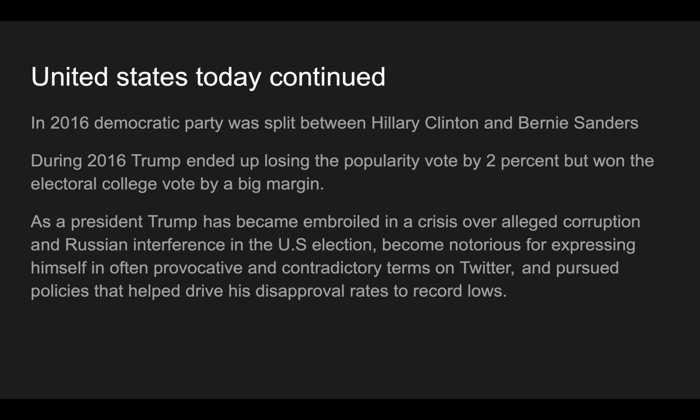I'm sorry for that. But ever since Trump has been in office, he has been embroiled in a crisis over alleged corruption and Russian interference in the U.S. election. He has become notorious for expressing his feelings in often provocative and contradictory terms on Twitter, and pursued policies that helped drive his disapproval rates to record lows. In all honesty, some people hate him and some people love him. It's just how you view him.